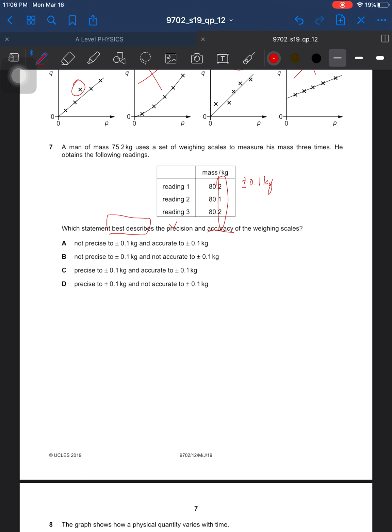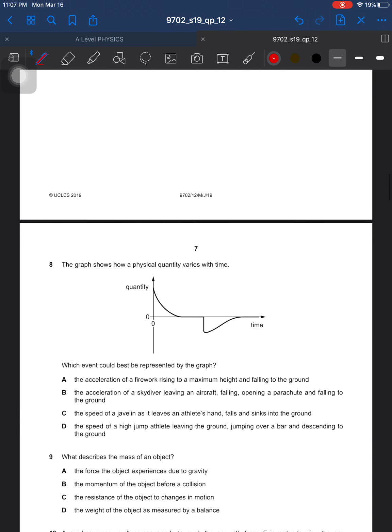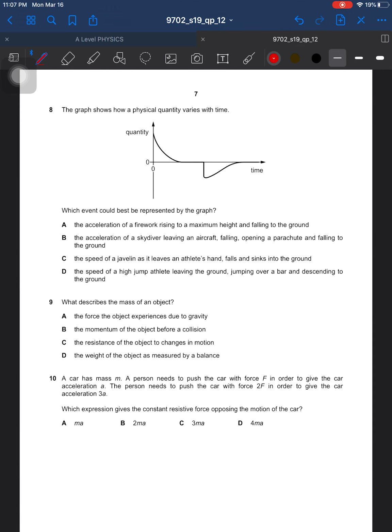So B or D. But if you look at the closeness of the readings, you would know that it is precise to plus minus 0.1 kg. So the answer must be D. Let's go to question number 8.